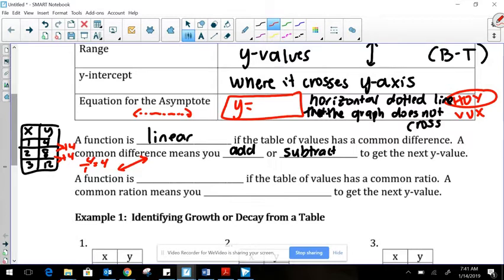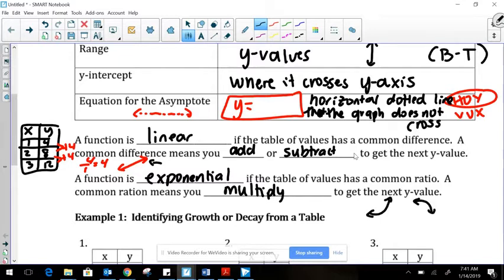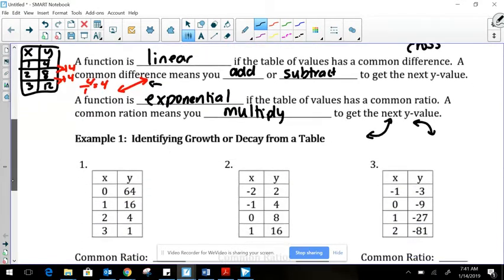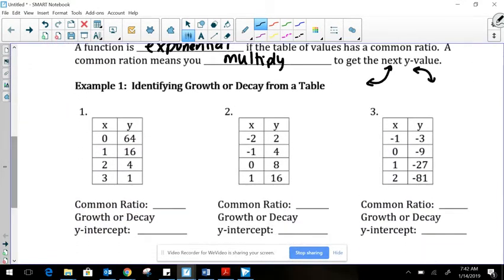Now we're starting an exponential equation. So this next line here, okay, if it's exponential, instead of adding or subtracting like we have been, we are multiplying to get the next y value. So you're going to see down below in example 1 how that's going to look. Just a preview here. Instead of a straight line like we had before, it's going to either look like growth or decay. It's going to be a curved equation. All right, let's look at example 1. Identifying growth or decay from a table.